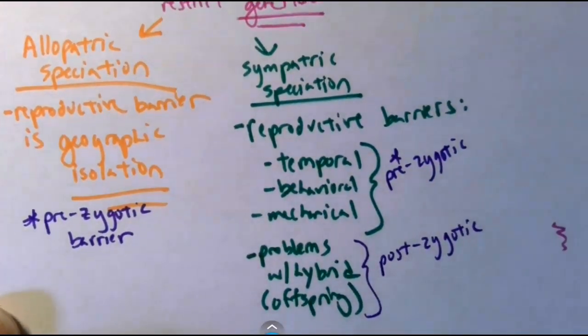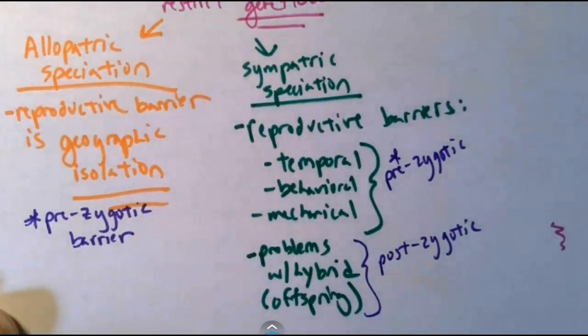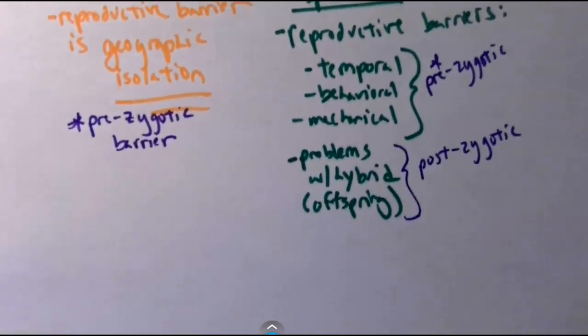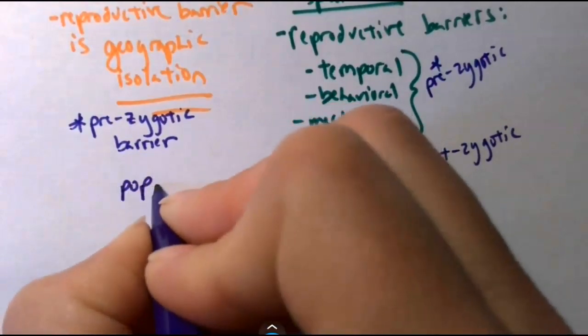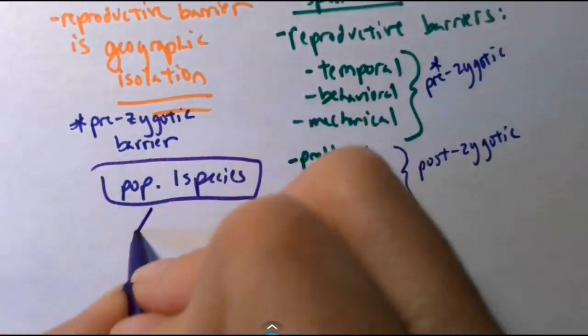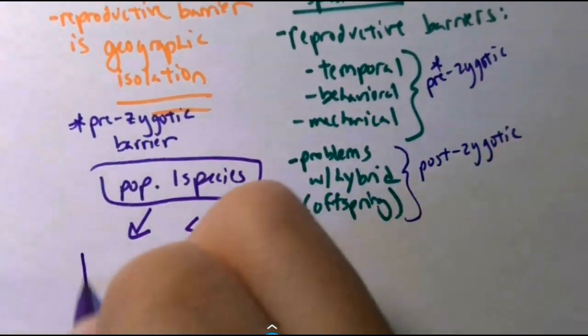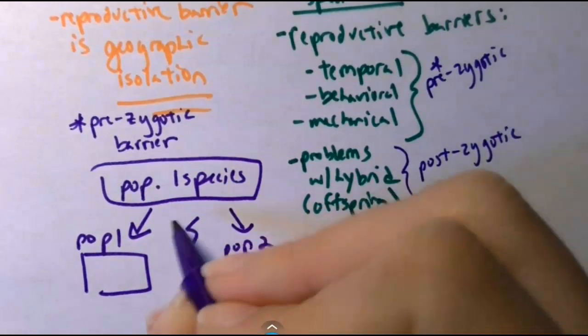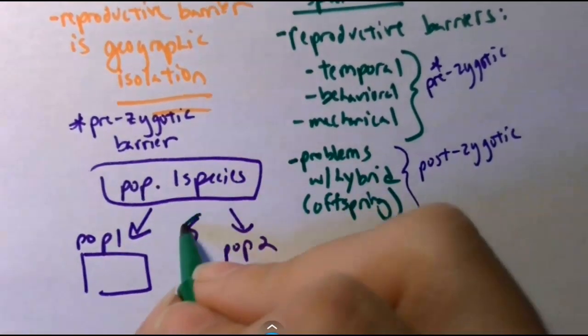So in speciation, it's not like overnight, snap your fingers, you have a new species. Although that can happen in plants sometimes when polyploidy occurs, when their chromosome number overnight duplicates and then they're automatically a new species. But in a lot of animals, this takes a little bit more time. So you have a big population of one species, and then for some reason, they're reproductively separated. So here now is population 1, and here is population 2. So they are separated.